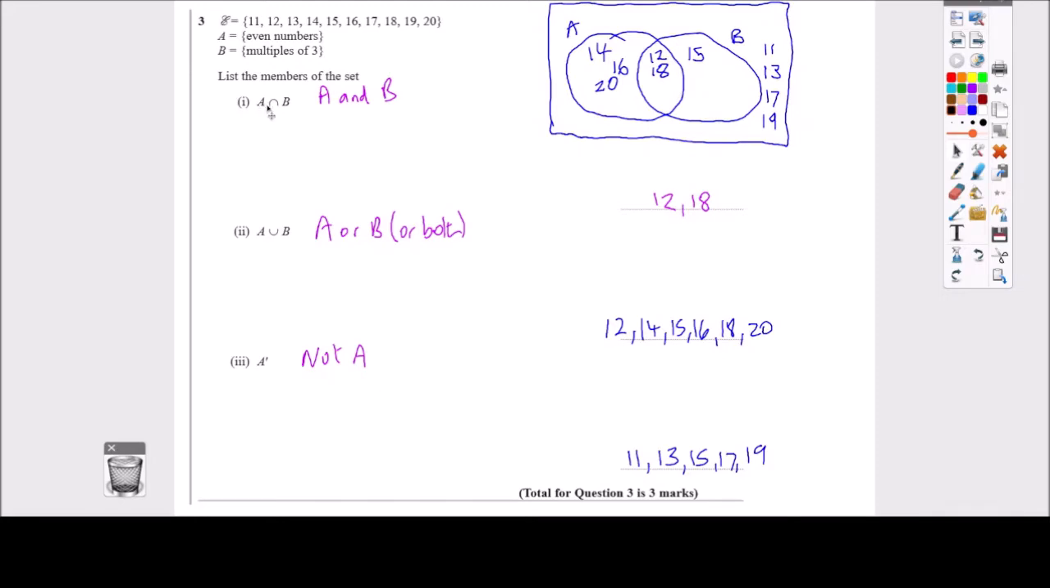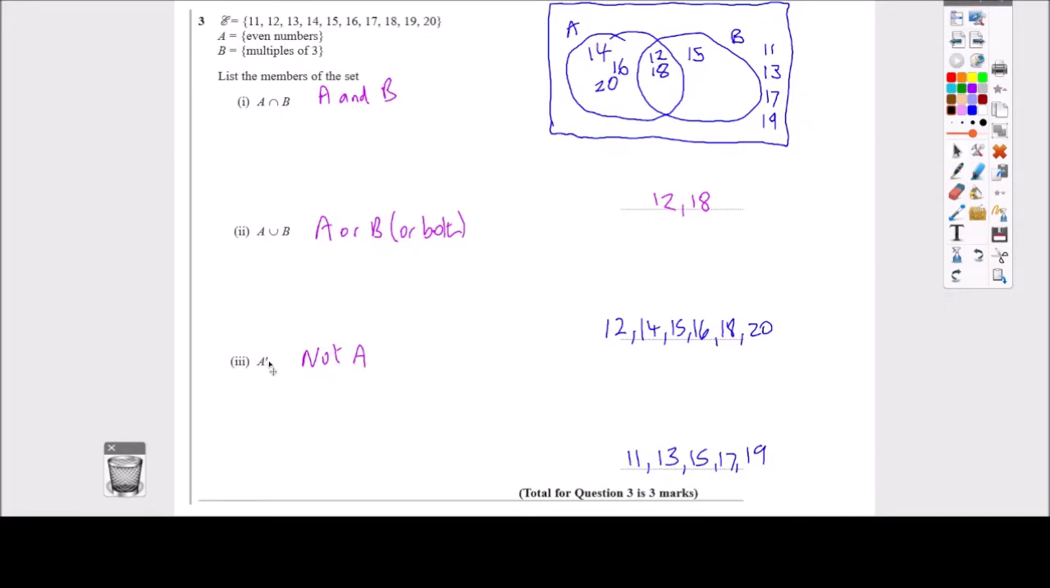Now, this means A intersection B means it's in A and in B. So that's where they overlap. So that's the 12 and the 18. Now, A union B means you're in A or B or both. So it's all these numbers here across the two rugby balls. So popping those into numerical order, 12, 14, 15, 16, 18, and 20.